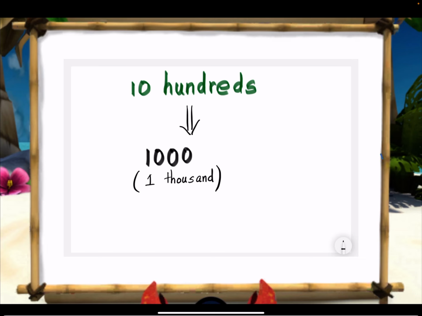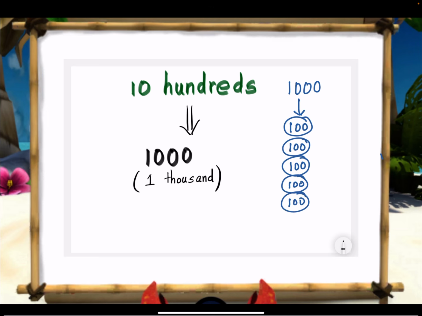Okay, so let me write 1000. This 1000 has how many hundreds? 10 hundreds in it, like this. Like so. 100, 200, 300, 400, 500, 600, 700, 800, 900, and 1000. So the number 1000 has 10 hundreds in it.